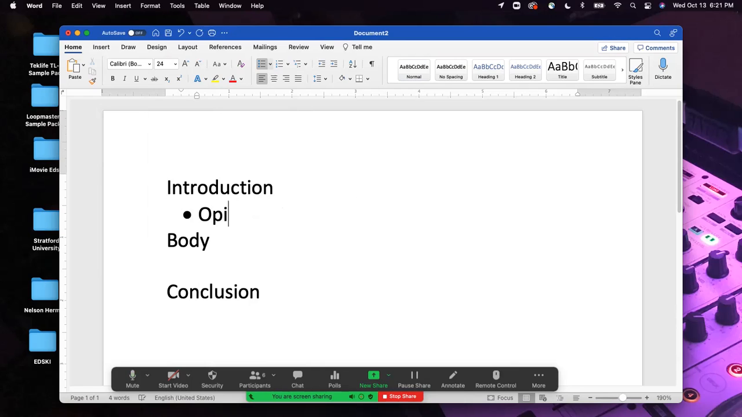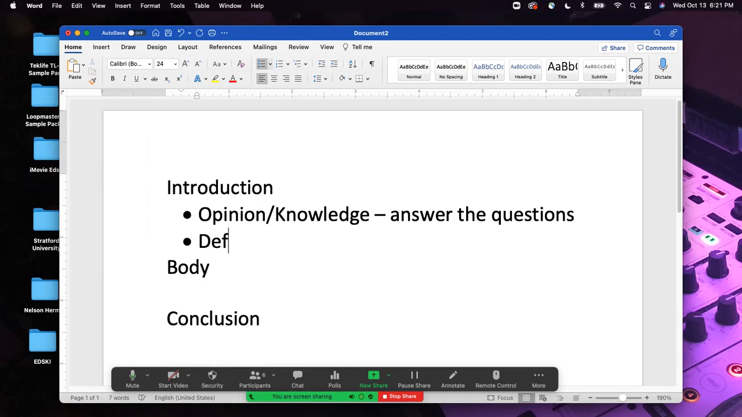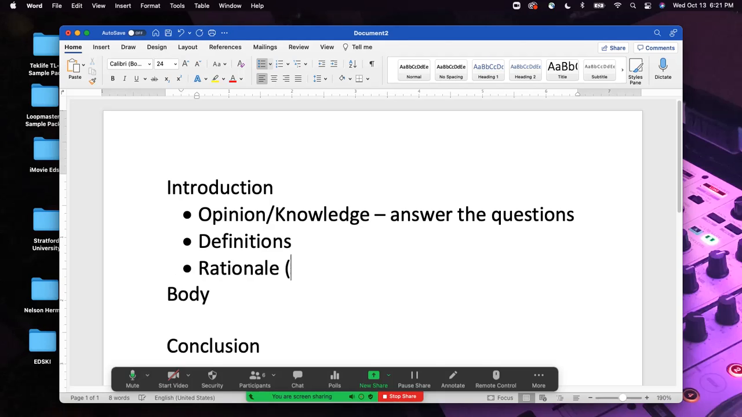Your opinion, or all the things that you know, your former knowledge off the top of your head to answer the questions. Or define the questions. Okay, like what's a virus? What are barriers? What are the natural barriers, which is part of this lecture? Okay, and with your opinion and the definitions, you should have a rationale or reasoning on why you think it makes sense.